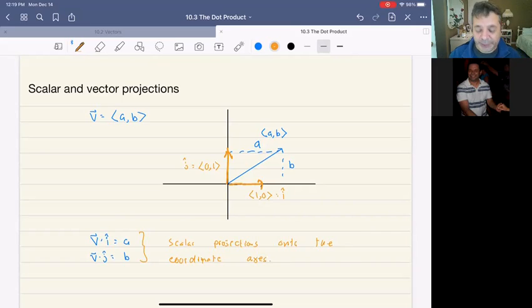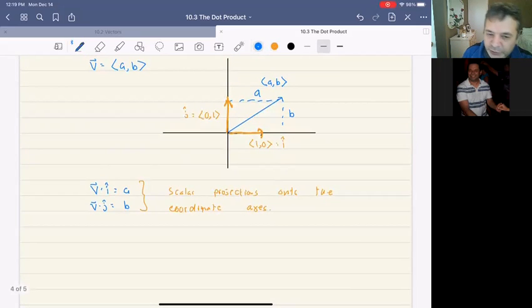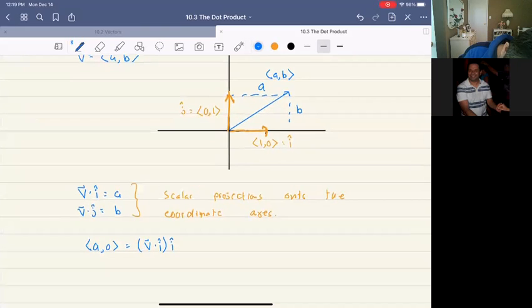Moving forward, A, 0, which I'm going to write as V dotted with I, and then multiplied by I. So this is now a vector. And 0, B, which is V dotted with J in the direction J, those are vector projections.